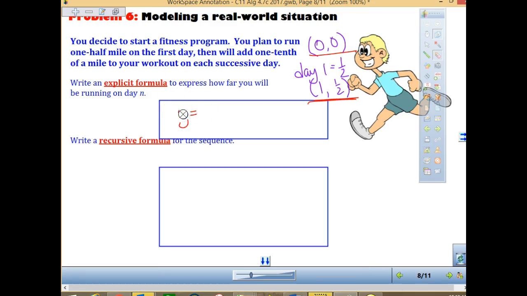A sub n equals 1/10. I don't care if you use 1/10 or put 0.1, right? Times, and then keep going. What am I going to have? n minus 1. Yep. Plus 0.5 or plus a half, right? So you could have had decimals for this. You could have had 0.1 and minus 1.